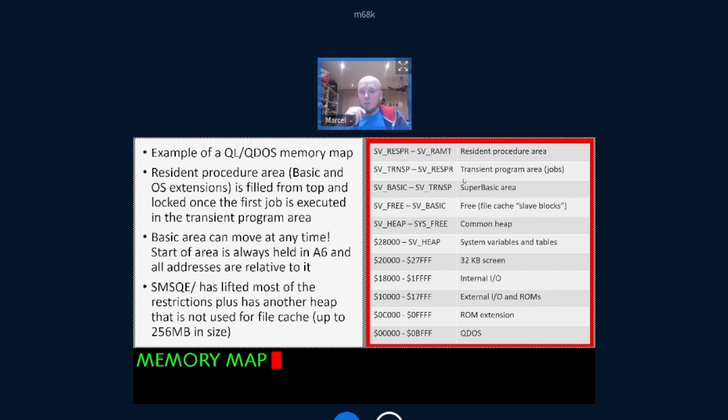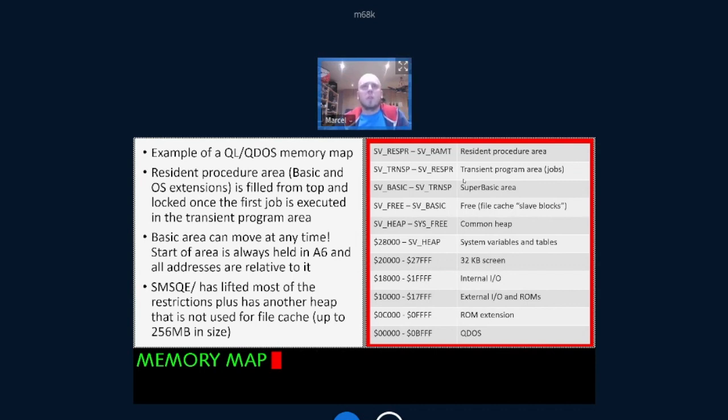If you really had to use absolute pointers, you had to switch to supervisor mode. Otherwise, at any rescheduling, it could move. If the common heap grew, it would move upwards, and so on, or the transient program area moved downwards. So that was a pretty interesting concept to make best use of the memory there. SMSQ doesn't have this limitation, but then it also has much more memory to work with.